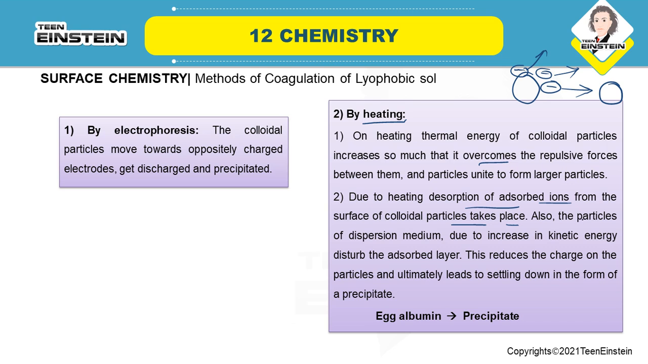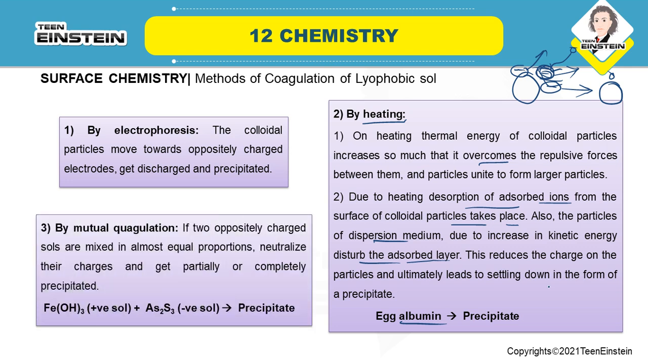Another way we can explain it is that the particles in the dispersion medium now have increased kinetic energy, so they can also destroy the adsorbed layer. Their kinetic energy is high, so they can remove these charged particles. Ultimately, there will be precipitation, that is, settling down in the form of precipitate. A very good day-to-day example is egg albumin, a protein, which is precipitated when heated, that is, coagulation will occur.